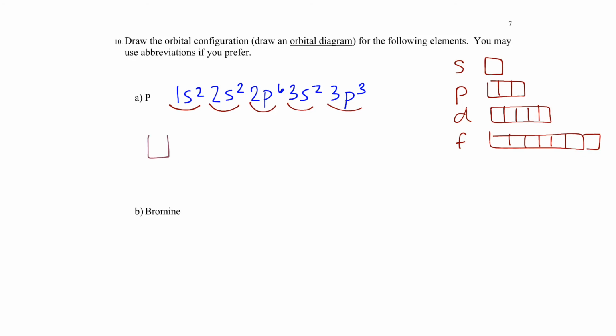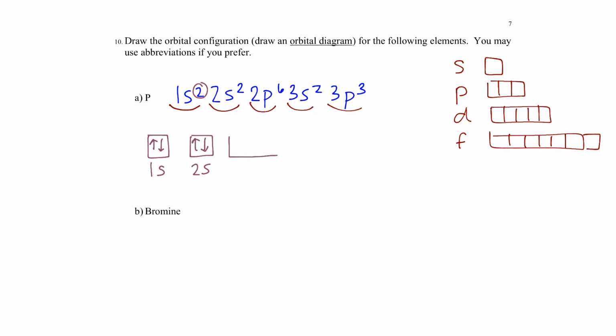So the first thing I'm going to draw is a single box, label it 1s, make sure you label them, and there are 2 electrons in there. The Pauli exclusion principle says that the first one has to point up, the second one has to point down. Okay? Next thing we see is 2s. So I'm going to, again, just draw a single box because it's an s, but I'm going to label it 2s so I know it's a little bit higher in energy. And those 2 electrons fill in like that.